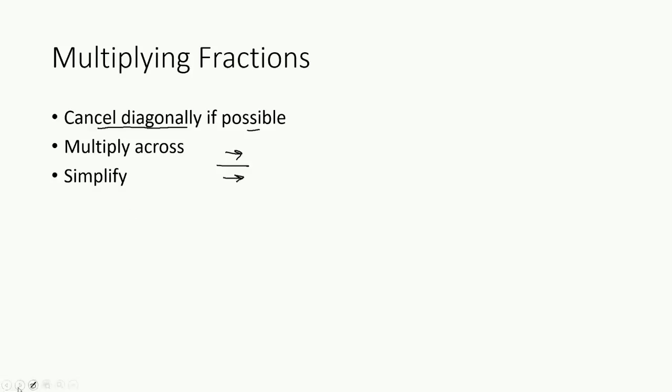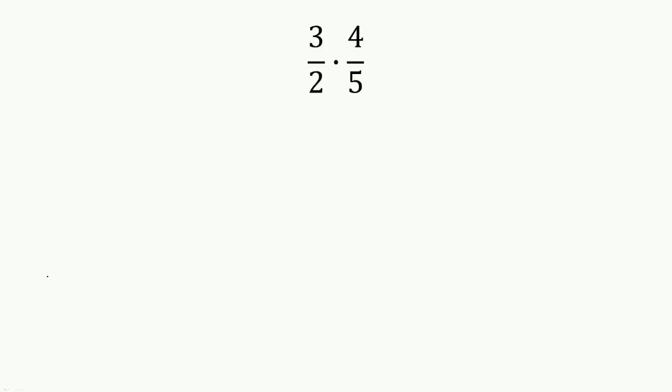So then let's take a look at one that does not cancel. 3/2 times 4/5. We're just going to multiply across, which is going to give us 12/10, and then that simplifies to 6/5, and that would be our answer unless you want to make it a mixed number, and that would be 1 and 1/5.